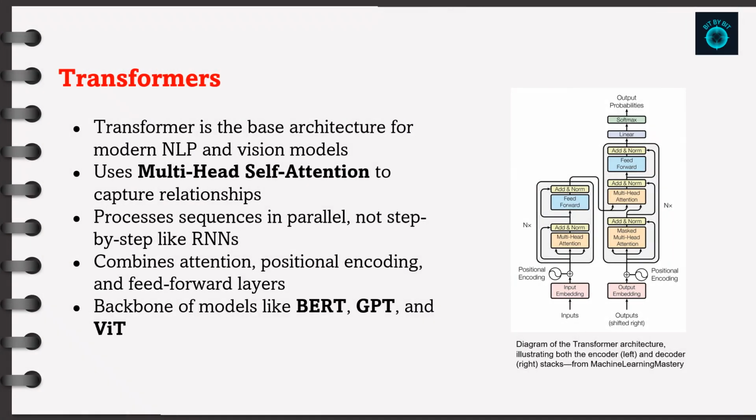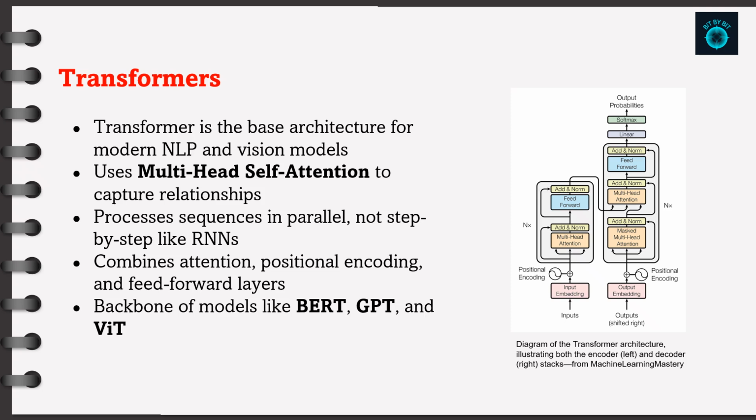Transformers. The transformer architecture is the foundation of many powerful models used in natural language processing and computer vision today. Unlike older models like RNNs, which process input tokens one at a time, transformers handle entire sequences in parallel. This makes them faster and also better at capturing long-range relationships.